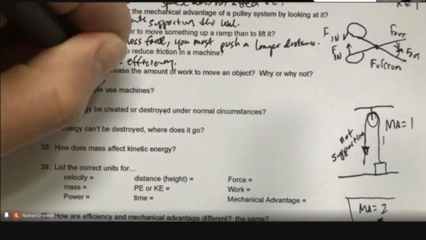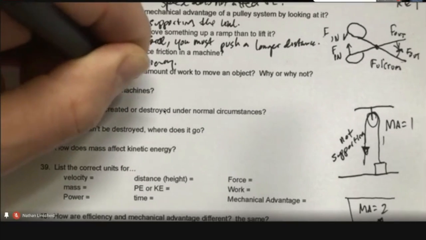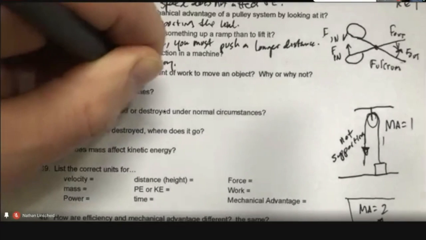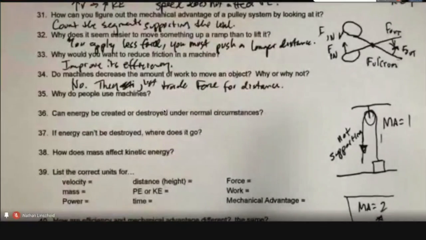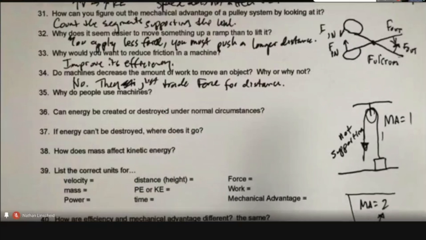They still need, they just trade, I should say, force for distance. And 35, why do people use machines?